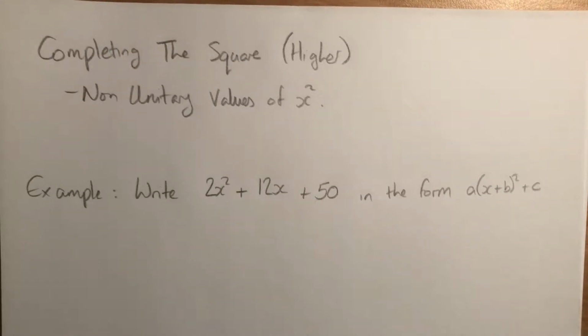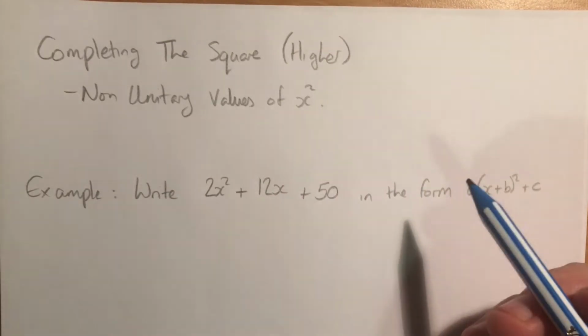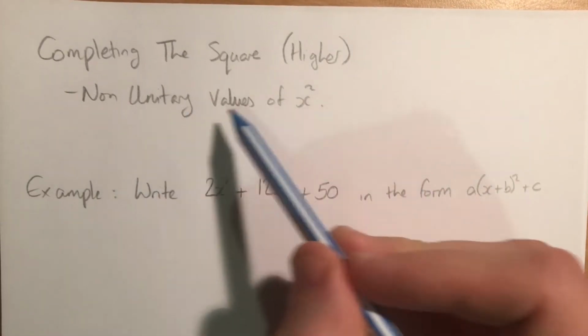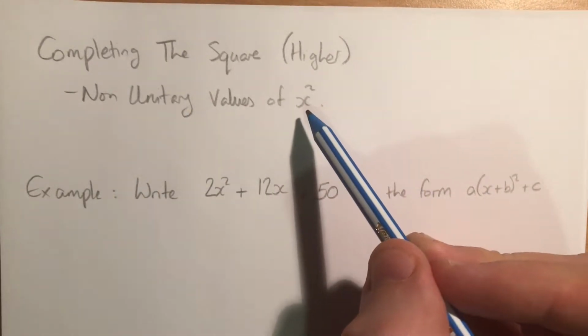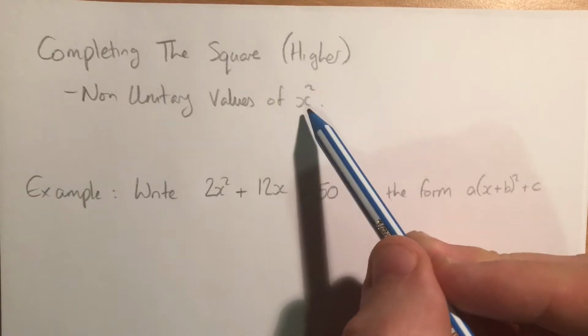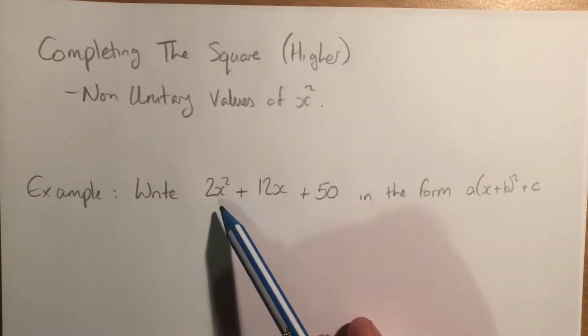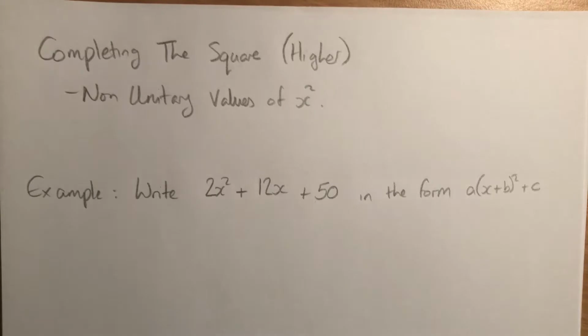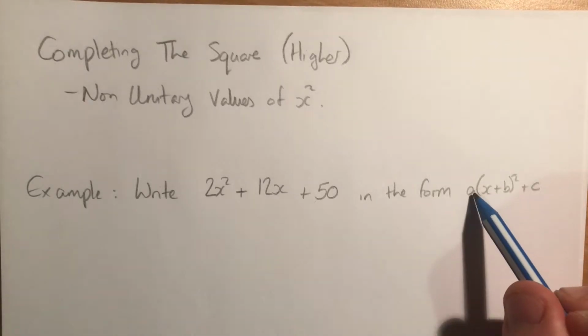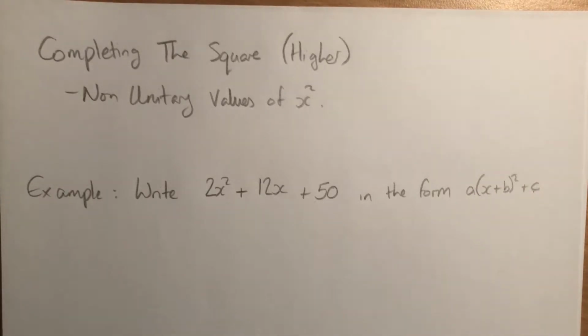Okay, in this video we're going to look at completing the square from a higher perspective, where we start dealing with non-unitary values of x squared. What I mean by that is anything where it's more than just 1x squared. So 2x squared, 3x squared, 5x squared, and so on. Now at higher, these are usually worth 3 marks because you have to work out A, B and C, and you get a point for each of these bits.